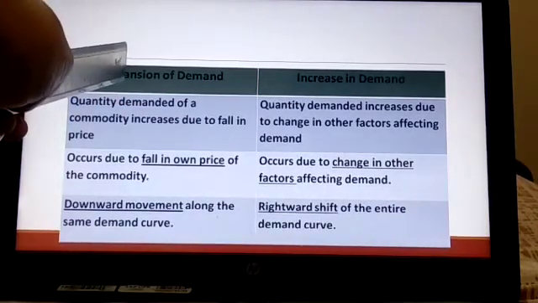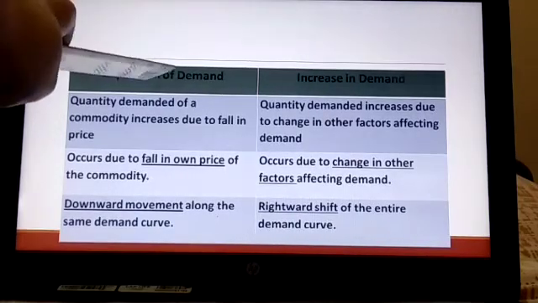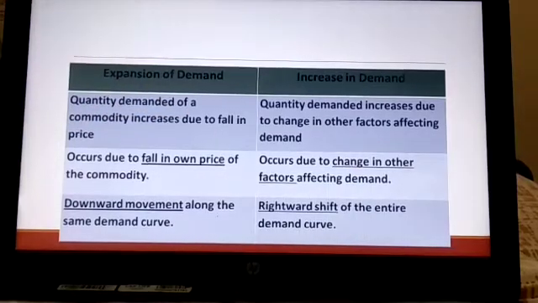Expansion of demand is a concept of movement and increase in demand is a concept of shift. With this, diagrams have to be made. In your notes, the diagrams are there. But now I am not going to explain because I have already explained it again and again. Okay, this is expansion of demand, this is increase in demand.